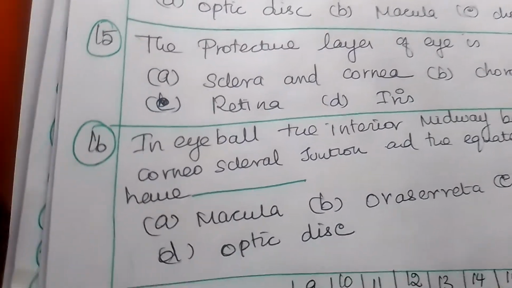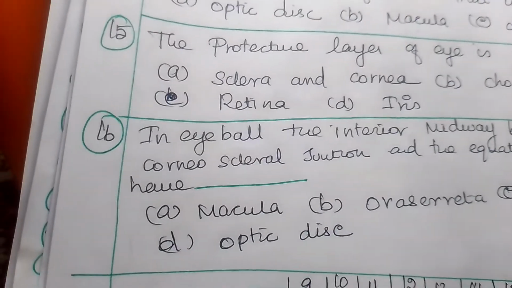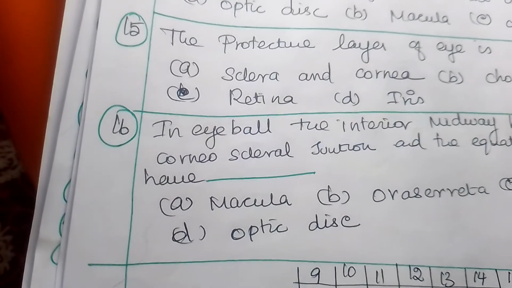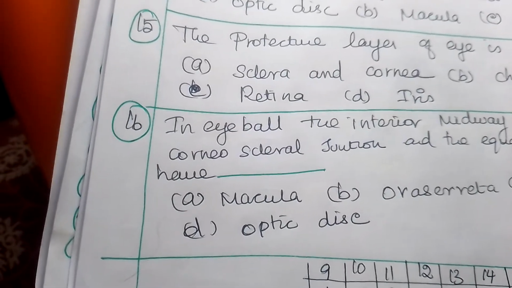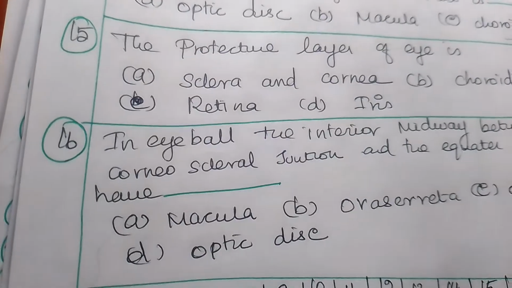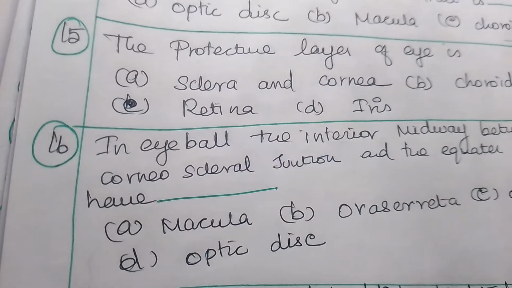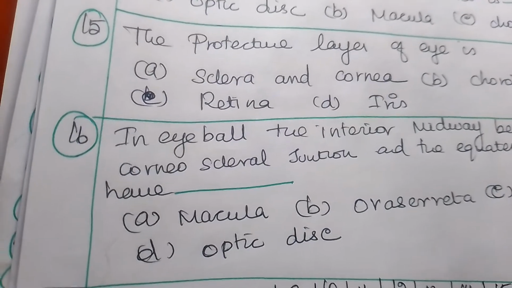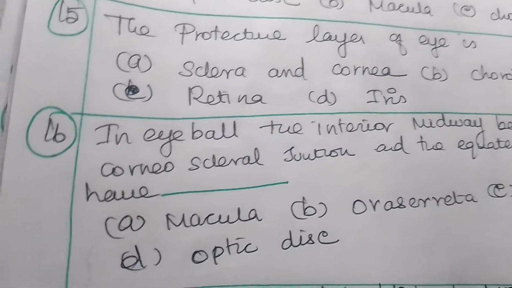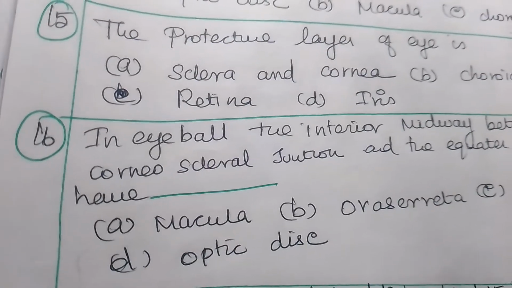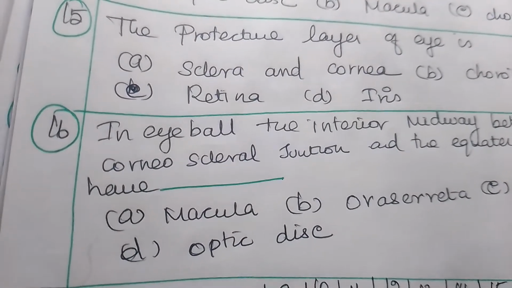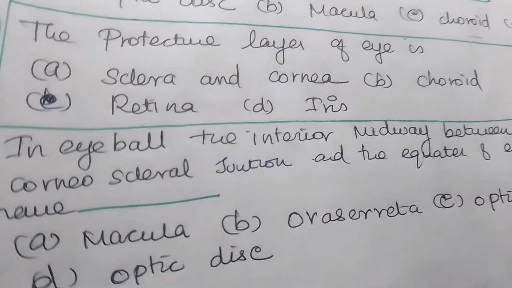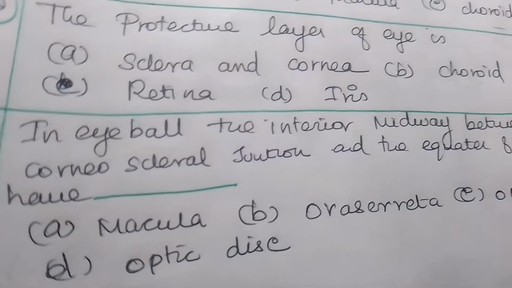Sixteen: in the eyeball, the midway between the corneoscleral junction and the equator of the eyeball has A. Macula, B. Ora serrata, C. Optic chiasma, D. Optic disc. Of course, it is the finger-like projection called the ora serrata, just below the corneoscleral junction. It looks like a finger-like projection. That is the correct answer.